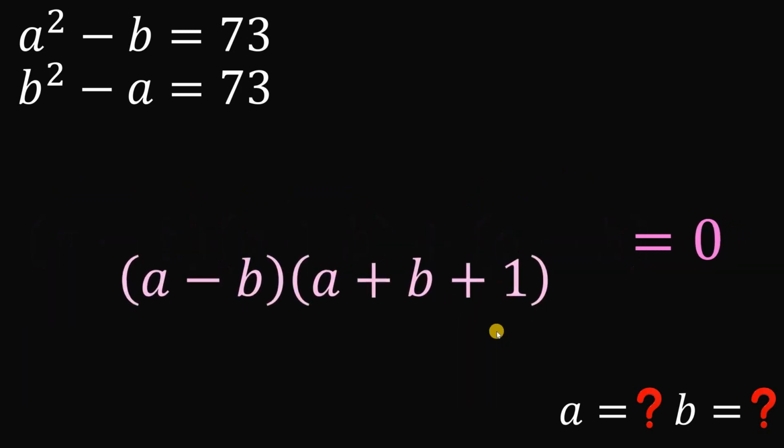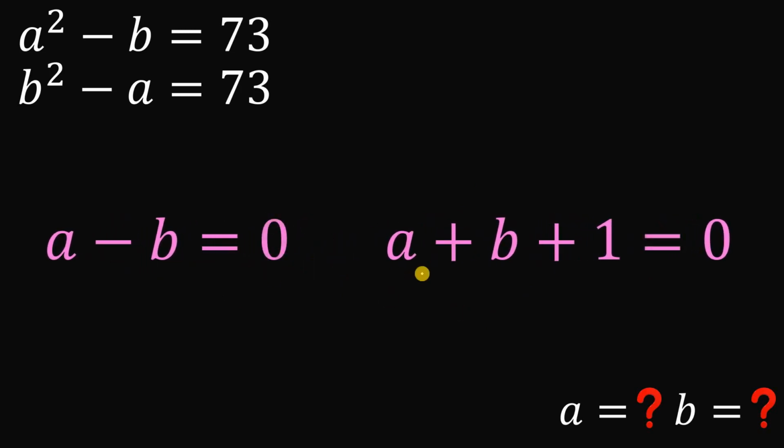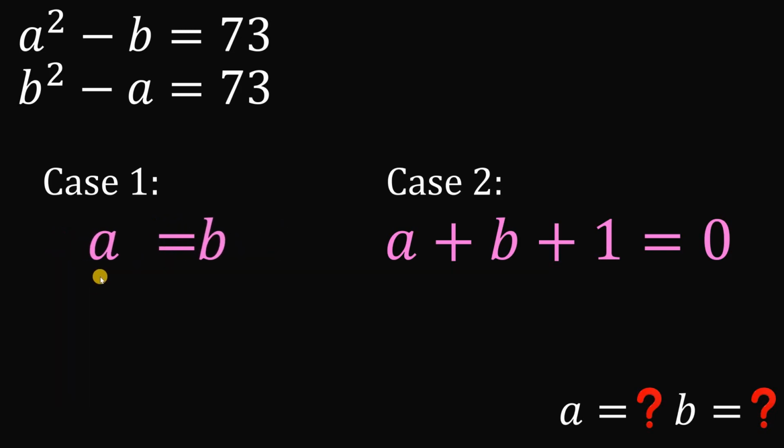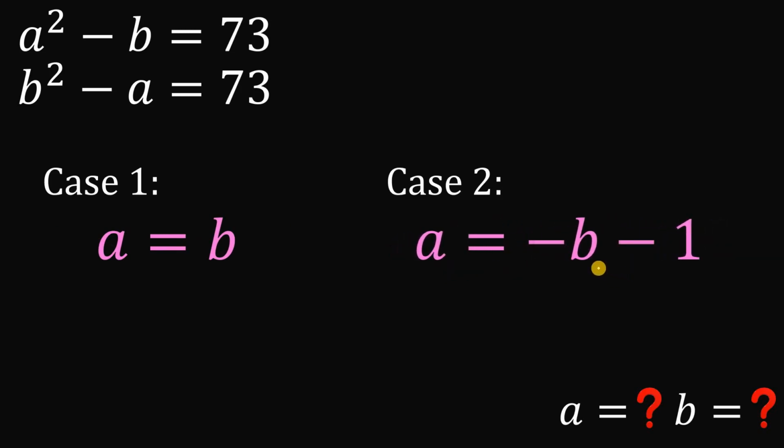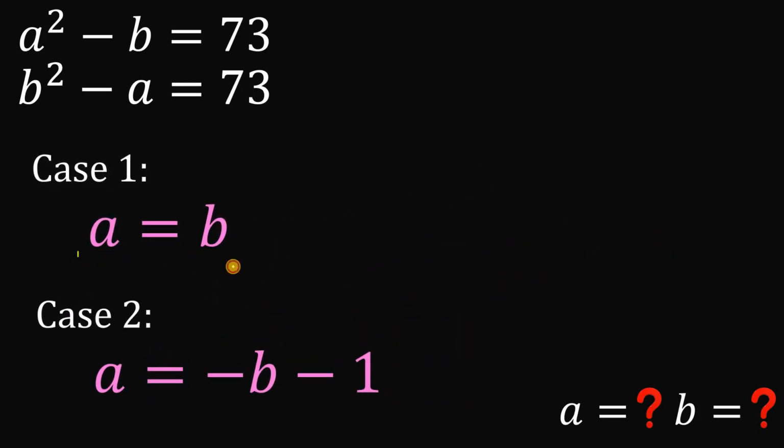Now, let's have the factored form. And since it is equal to 0, using the zero property, we can say that a minus b equals 0 or a plus b plus 1 equals 0. So we have two possible cases here, the first case and the second case. Now, in the first case, we can say that a equals b because a minus b equals 0. And in the second case, we can say that a equals negative b minus 1. So we will do these two separate cases. Now, let's start with case 1, wherein a equals b.